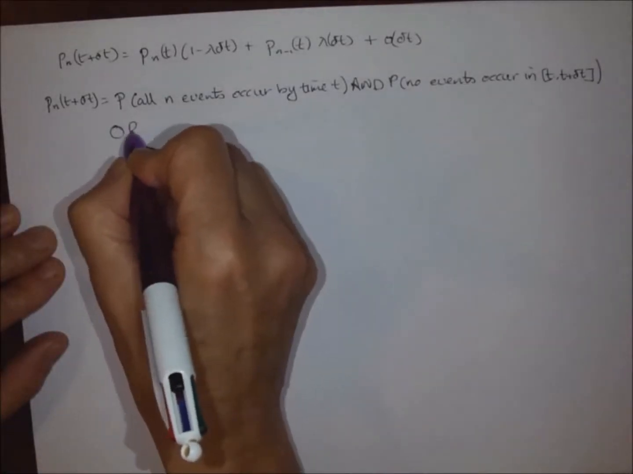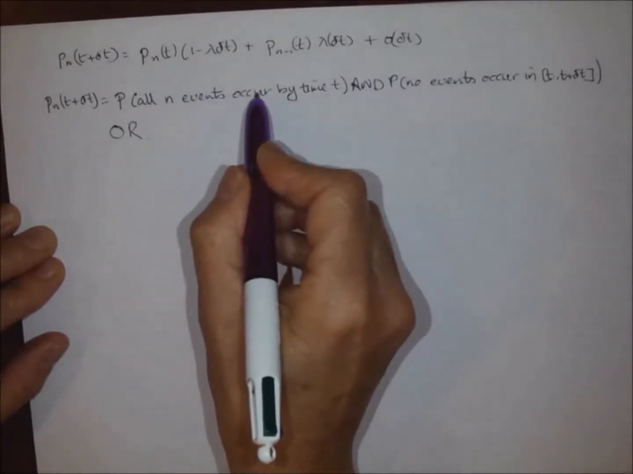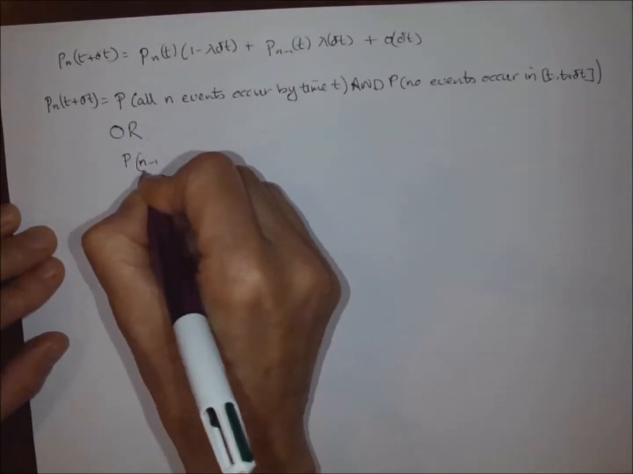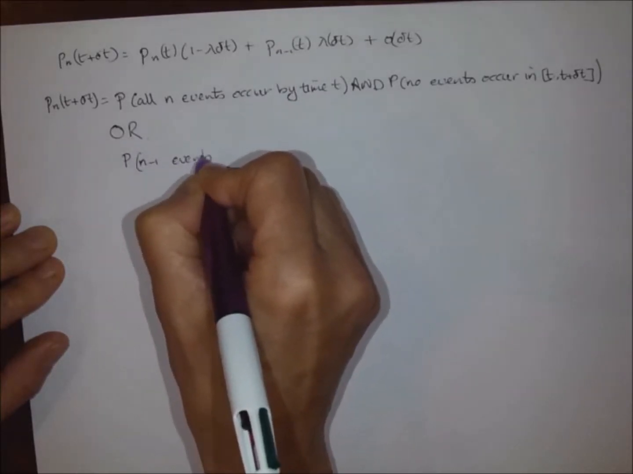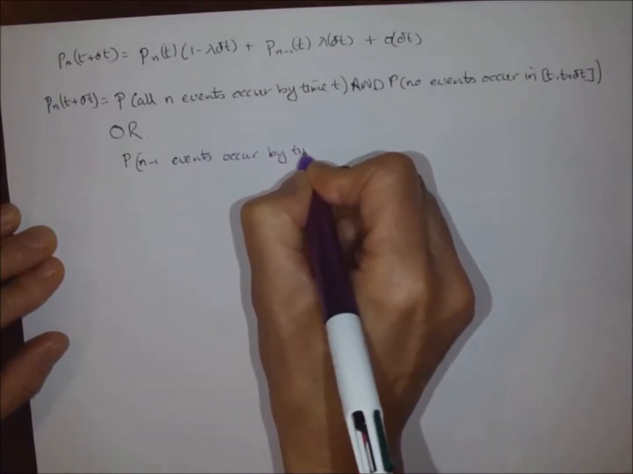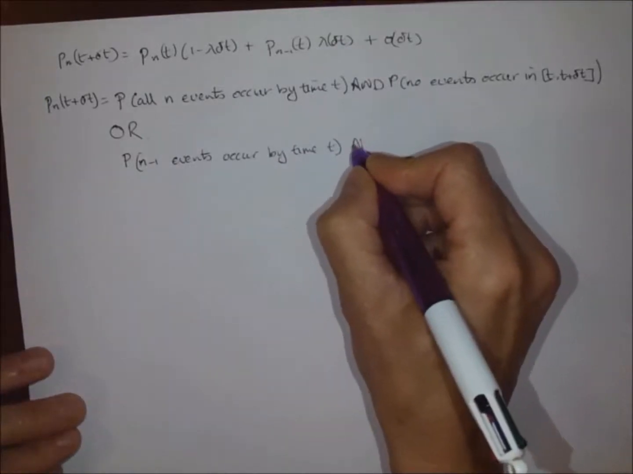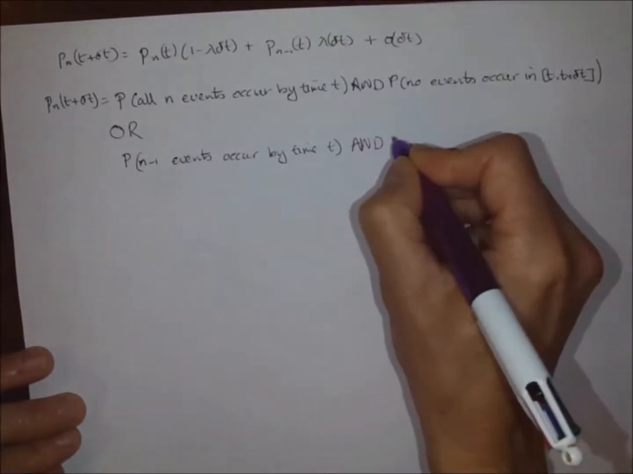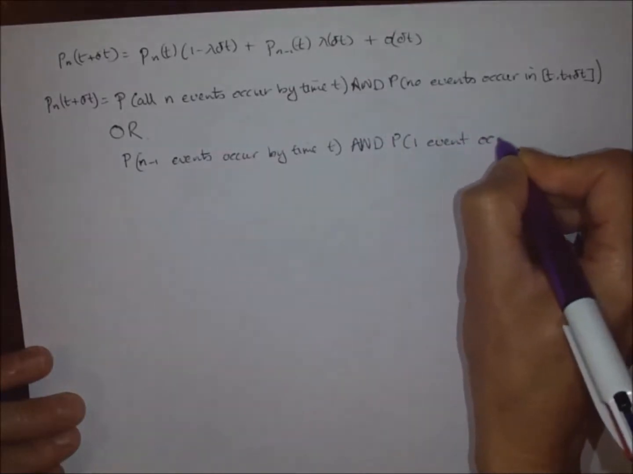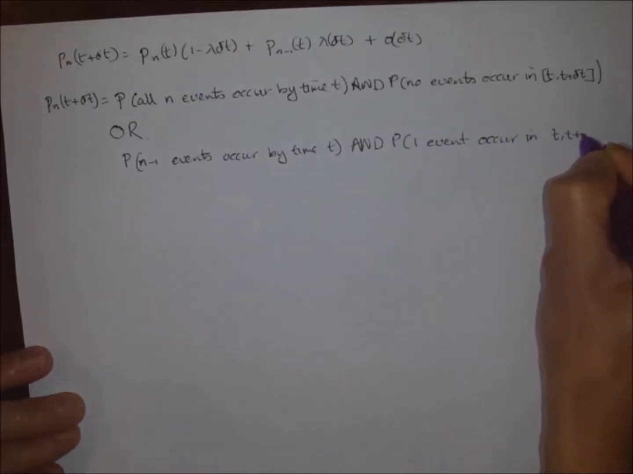Or, because that can happen, that all n events occur by time t, the other situation is that n minus 1 events occur by time t, and that leaves one more event, and the probability that one event occurs in the small time interval t to t plus delta t.